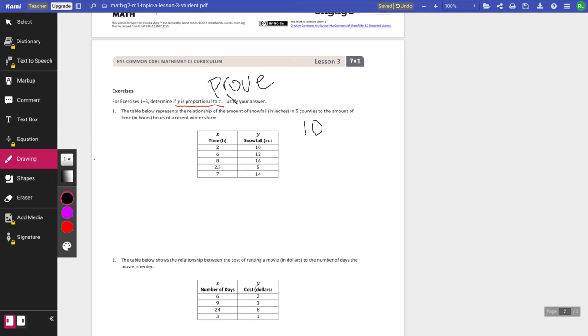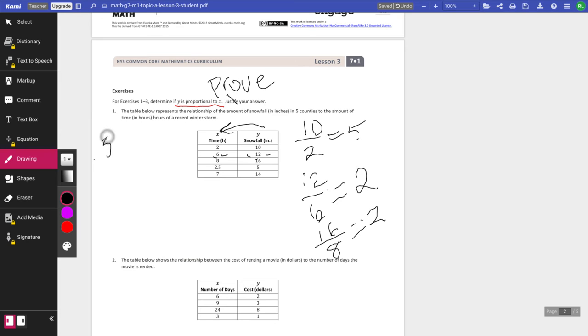Well, I'm going to divide in this case, right? Because I want to go the inverse, I'll go backward. 10 divided by 2 equals 5. Okay, let's do the next one. 12 divided by 6. Hold on. Well, that equals 2. Hold on, this doesn't look right. Let's do the next one. 16 divided by 8. Well, that equals 2. What about 5 divided by 2? Well, that is 2.5.